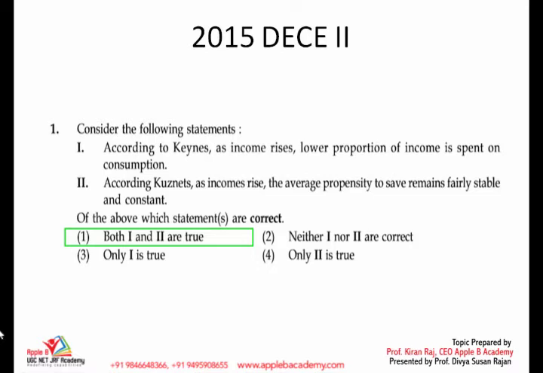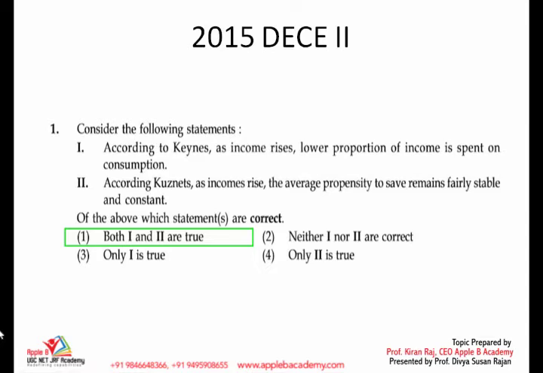The second question was asked in the year 2015, paper 2, December. Consider the following statements. The first statement: according to Keynes, as income rises, a lower proportion of income is spent on consumption. Number 2, according to Kuznets, as income rises, the average propensity to save remains fairly stable and constant. Of the following, which statements are correct? A, both 1 and 2 are true. B, neither 1 nor 2 is correct. C, only 1 is true, and D, only 2 is true.